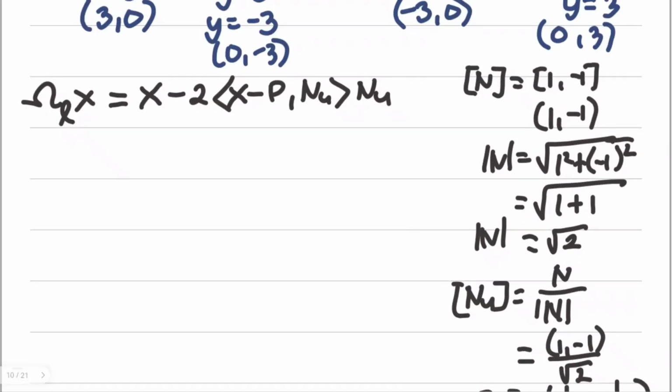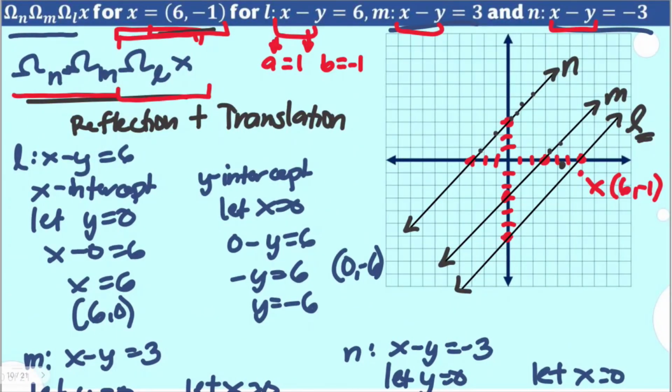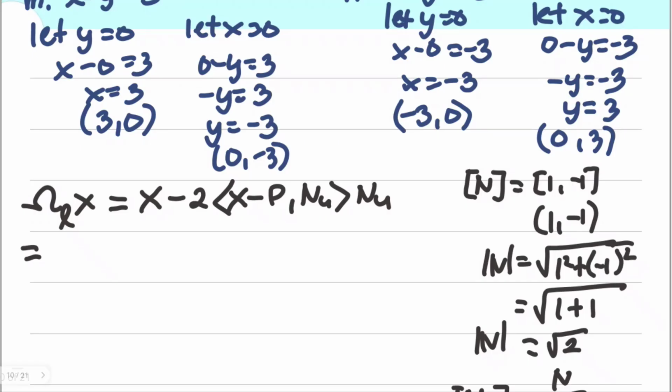So again, we know what X is. So our X is actually identified as (6, negative 1). So you have here (6, negative 1), then you have here minus twice the inner product of X minus P. How about our P? How do we identify our P?